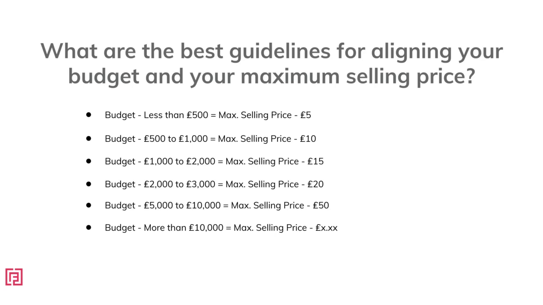Number 5. The maximum price on Amazon should be £50 if your budget is between £5,000 and £10,000. Lastly, number 6. If your budget exceeds £10,000, you can set no price limitations and be open to any product idea at any price range.